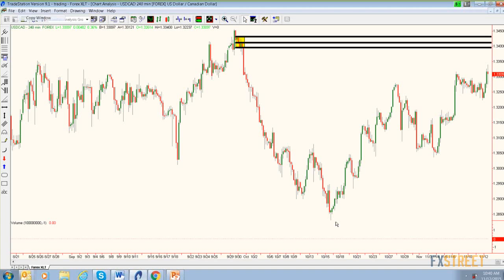Now, where's the nearest area of demand below that we should be worried about, that we should be concerned with? Well, where do you think that is? Look at the chart. Let me know where the demand is that we should be worried about.